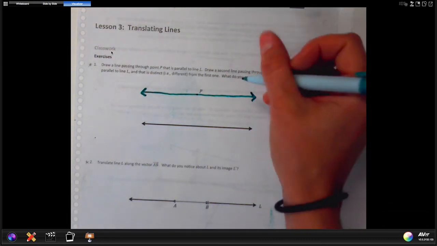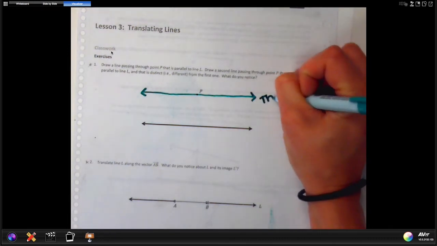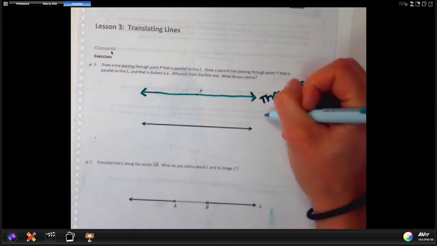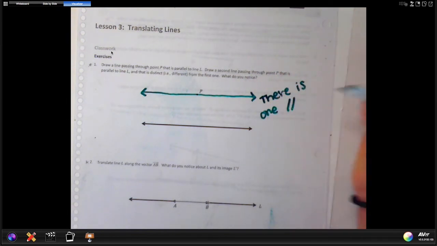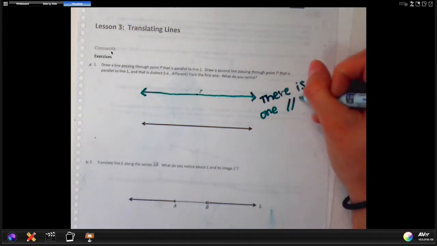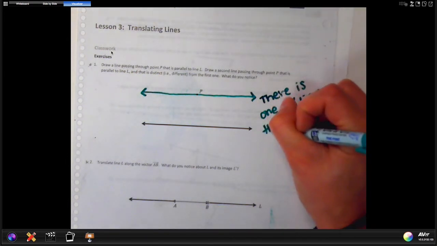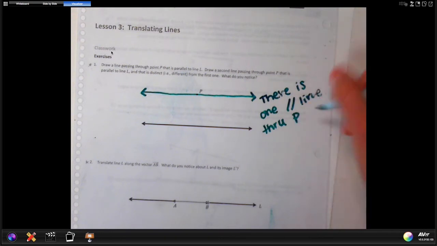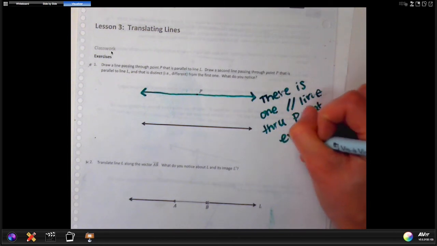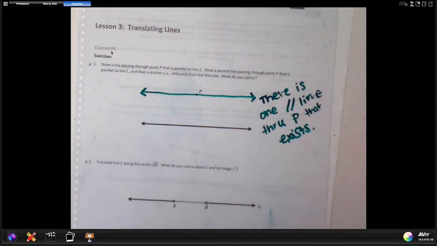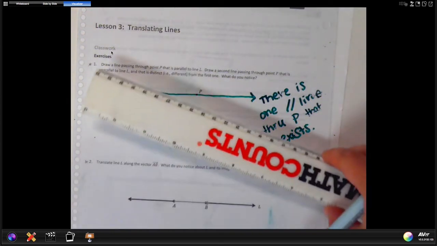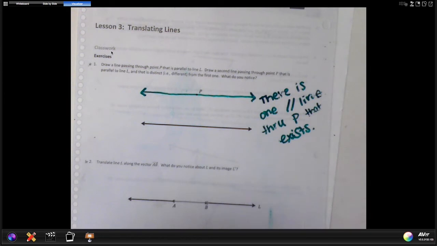What we notice about this is there is only one parallel, that's how we write parallel, shorthand, line through P that exists here to the original. Okay, there's not another one, because if we do any other line through that, we've got to angle it just a little bit. Even if it's only 1 degree, it'll eventually cross. So that's the first kind of easy concept.